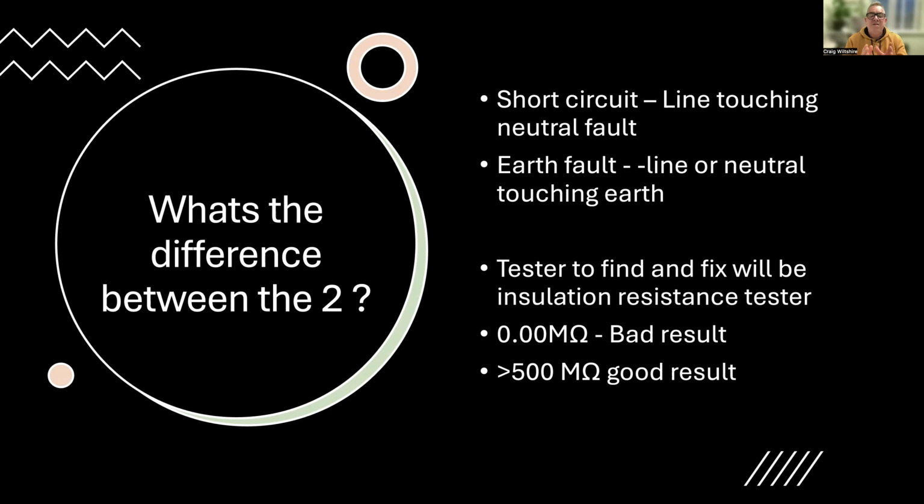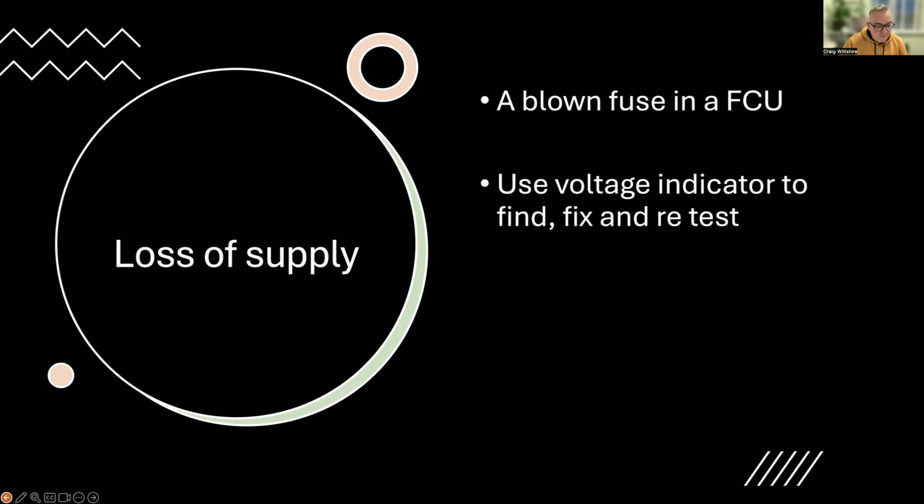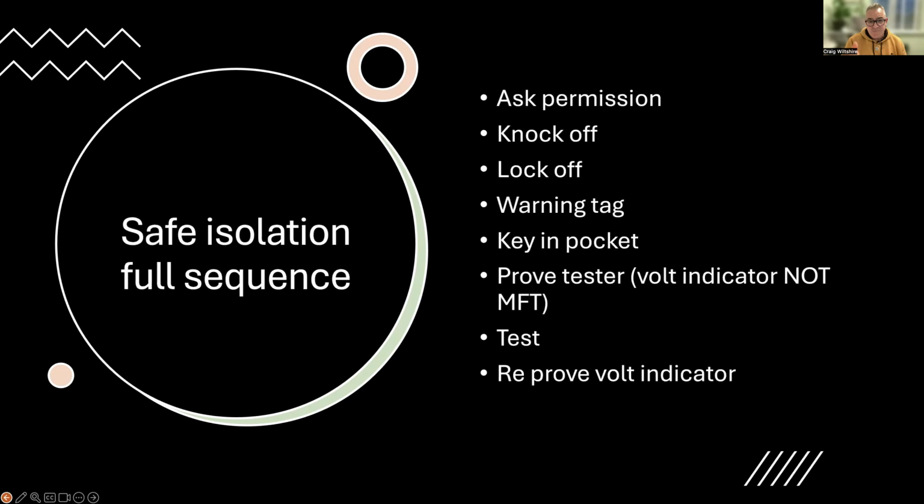And guys, in these faults, we need a story of the job. But we also need the full sequence of safe isolation, where I put the slide wrong, right? We need the full sequence for safe isolation in the 318 and 317 folder on at least one occasion. So we need you to be asking permission, knocking off, locking off, warning tag, key in pocket, prove the tester on a known source or a proven unit, test line neutral, line CPC, neutral CPC on a single phase, and do your 10 tests on the 3-phase, and then reprove the tester.